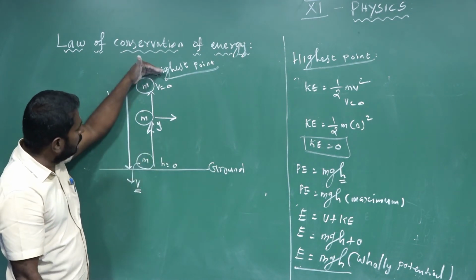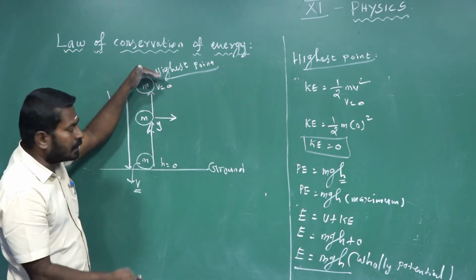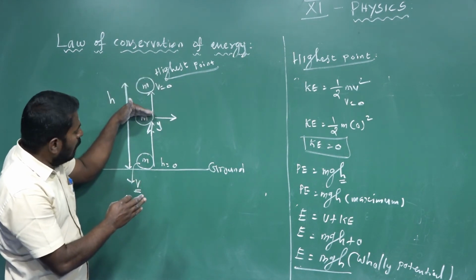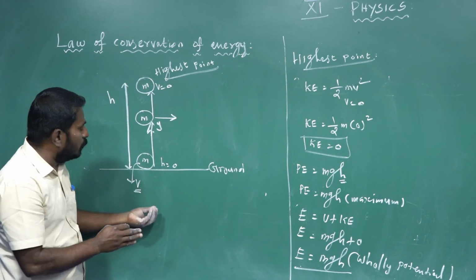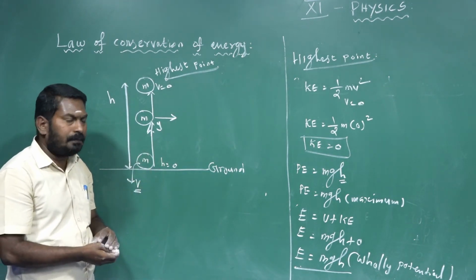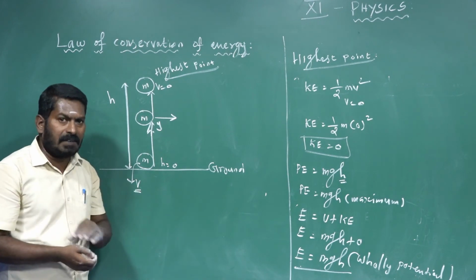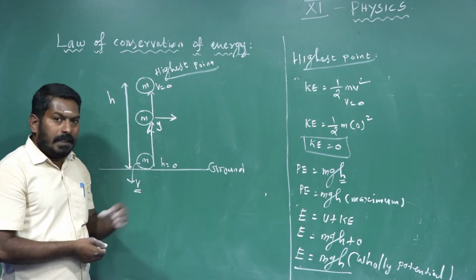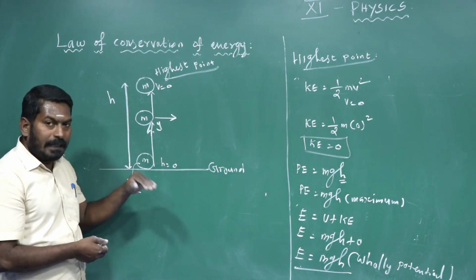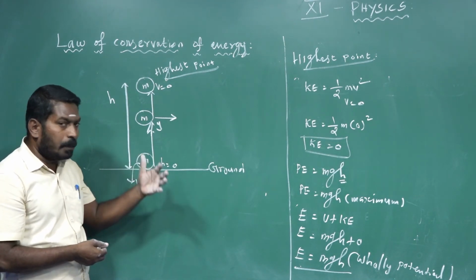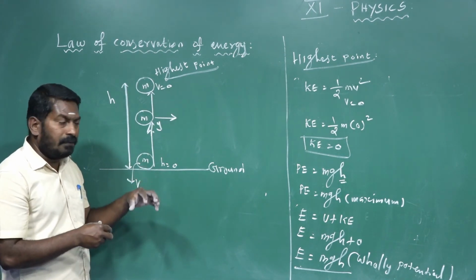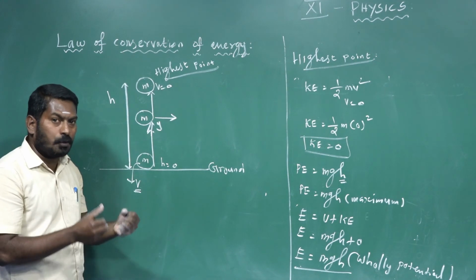So at the highest point also, the total energy of the isolated system remains constant, the same as at the intermediate position and at the instant of throwing from the surface of the ground. According to the law of conservation of energy, energy can neither be created nor destroyed, but one kind of energy is transformed to other kinds of energy. Anyhow, the total energy of the isolated system of an object remains constant.